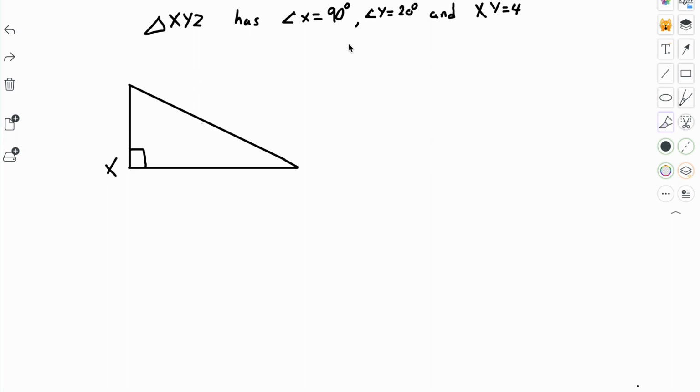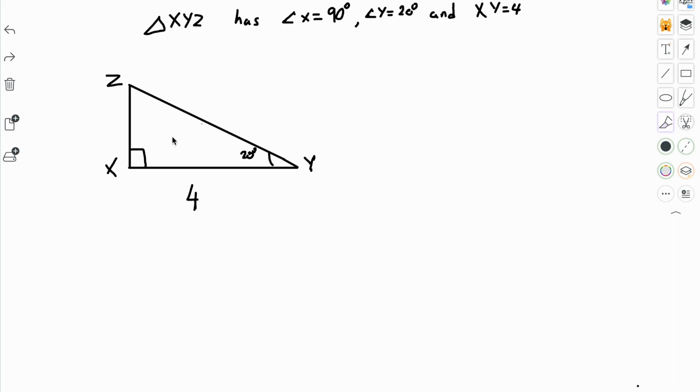So that's that, and then angle y is 20 degrees. I'm just going to make this 20 degrees. It doesn't really matter what side you make 20 degrees as long as you know what you're doing. So this is our 20 degrees, that means this is our y. And x to y is 4. So this is going to be our 4. That means that z is going to be on this side.